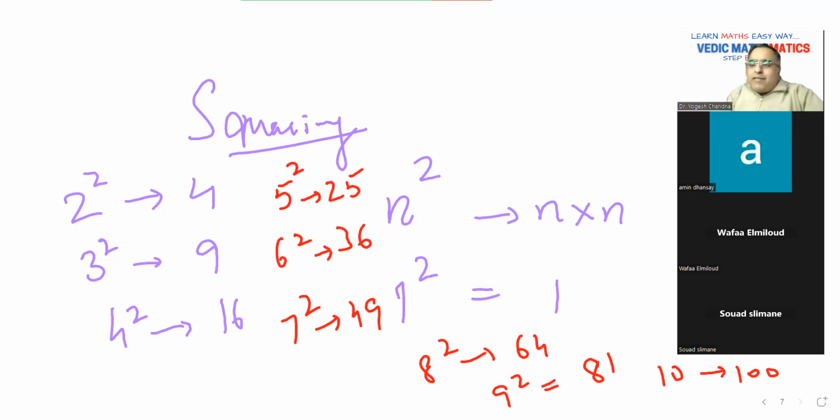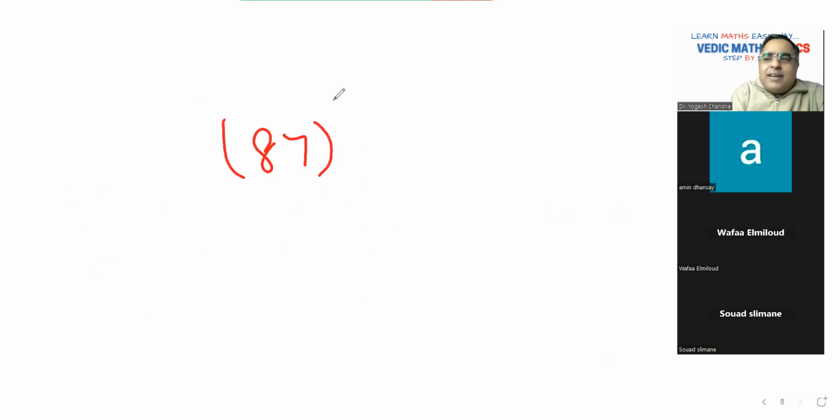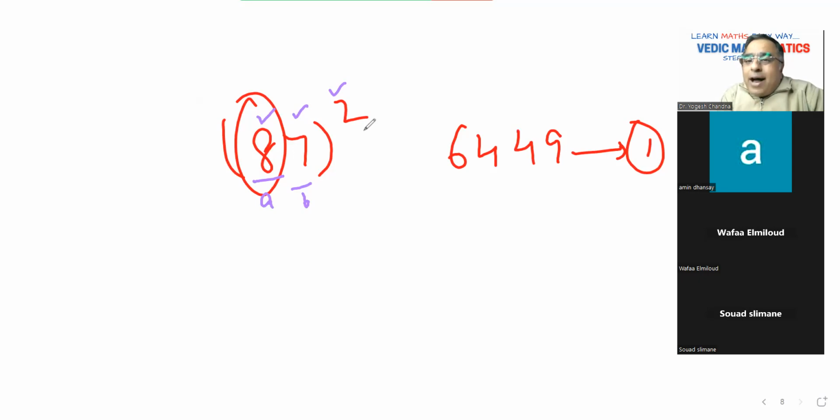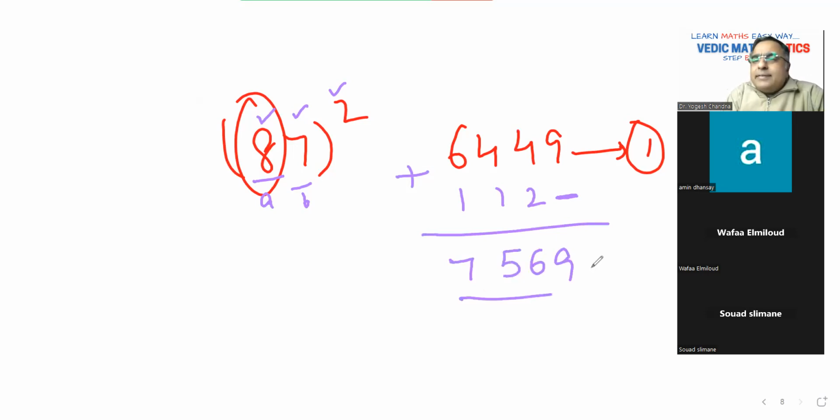Now see, we'll be using this table first to solve everything. Suppose I ask you what is the square of 87. Can you solve it within seconds? See now. I know the square of 8, 64. I know the square of 7, that is 49. So this is my first step. Second step, I'll multiply these numbers. This is A, this is B, and this is 2, so that means 2AB. 8 into 7 is 56, into 2 is 112. And we'll add it. So 7, 5, 6, 9. This is your answer.